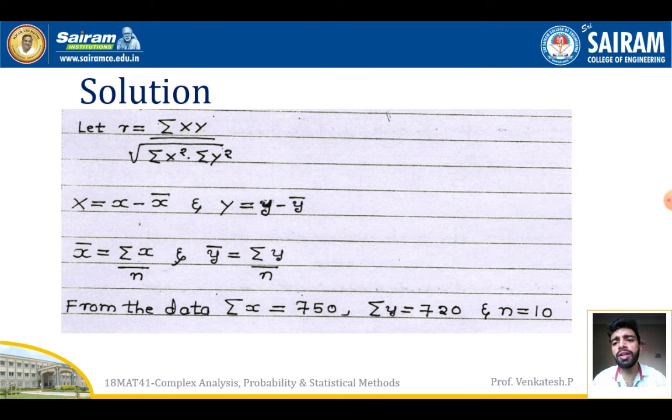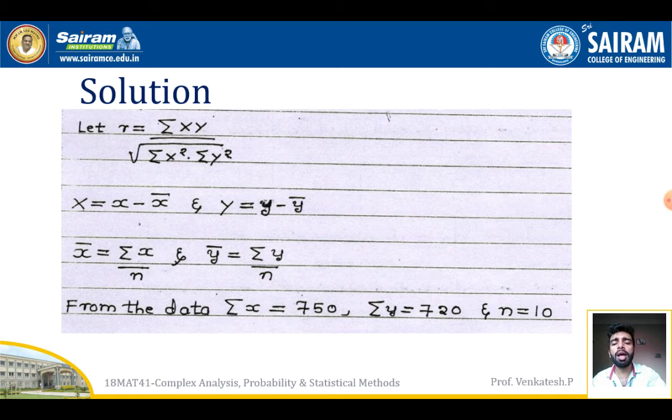So take the formula first. r is equal to summation xy divided by square root of summation x square into summation y square. First, we have to estimate the capital X and capital Y values. Capital X is given by x minus x bar, capital Y is given by y minus y bar. Now we have to estimate the mean of x and y. Mean of x is given by summation x by n and mean of y is summation y by n.